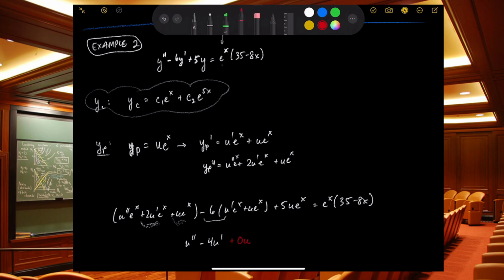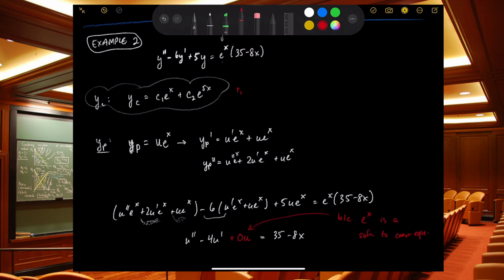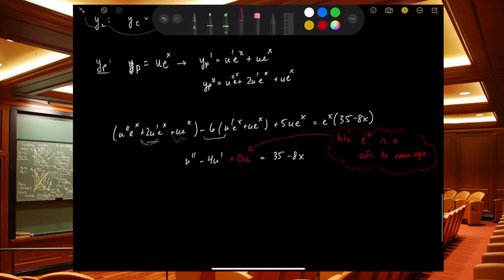So plus 0u equals 35 minus 8x. And this is because e to the x is a solution to the complementary equation. Okay, we know this because r1 was 1 and r2 was 5 from the characteristic polynomial. So since this is the case here, we have to deal with this a little bit special, and we'll see a pattern of a result.